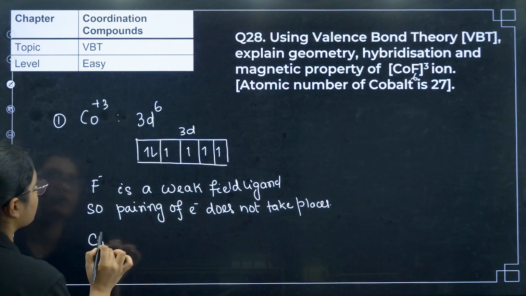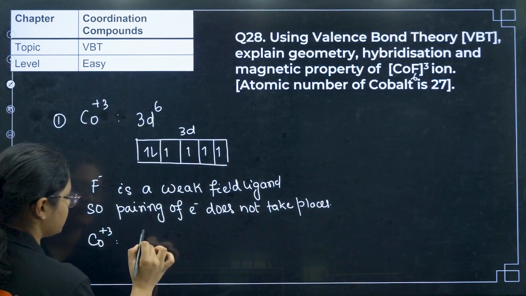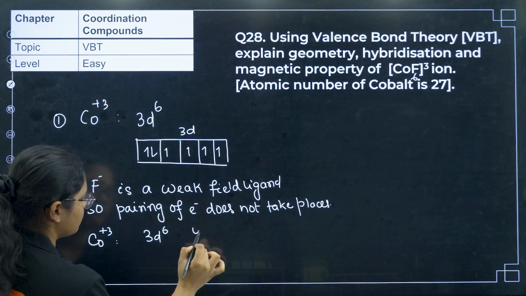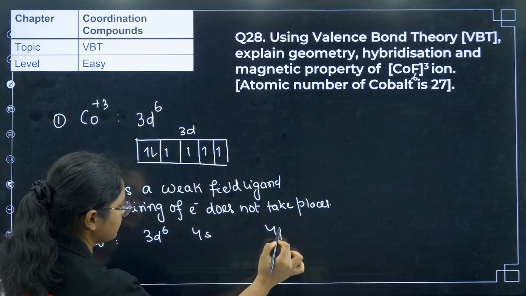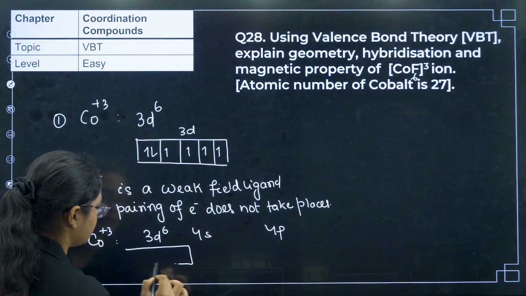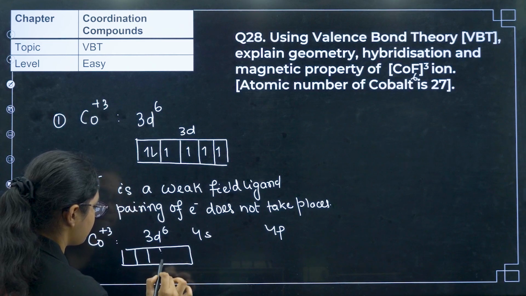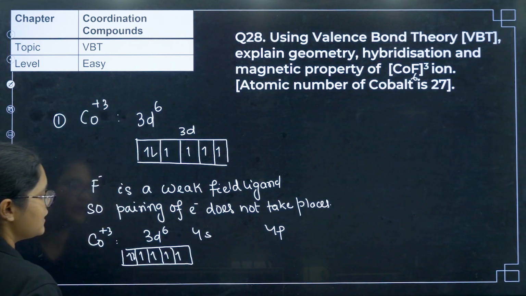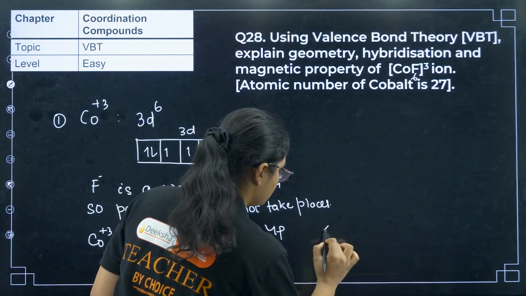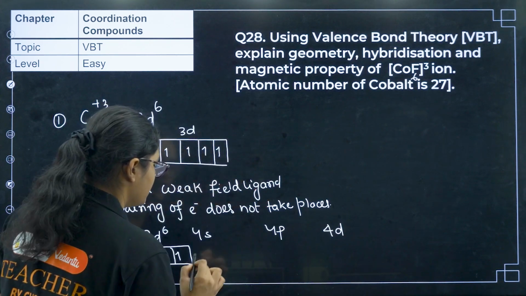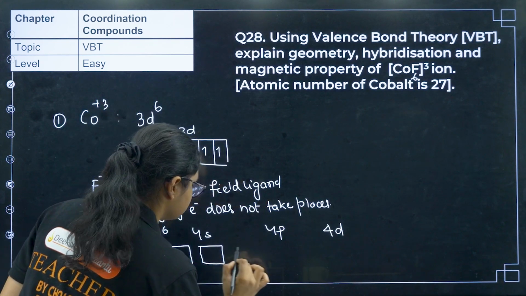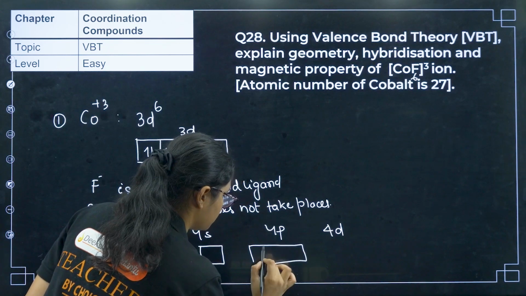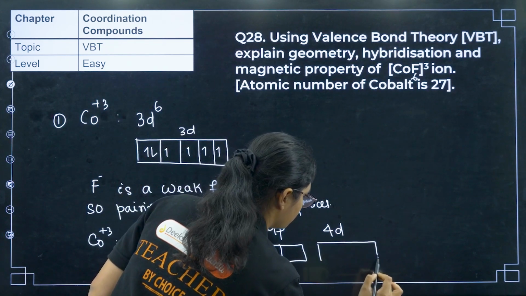Again, I'll write the electronic configuration for Co3+. We have 3d6, 4s and 4p. I will show, we have here 3d, 1, 2, 3, 4, 5 and 6. Now here I have 4s, 4p and 4d. So this is 4s, this is 4p and this is 4d.